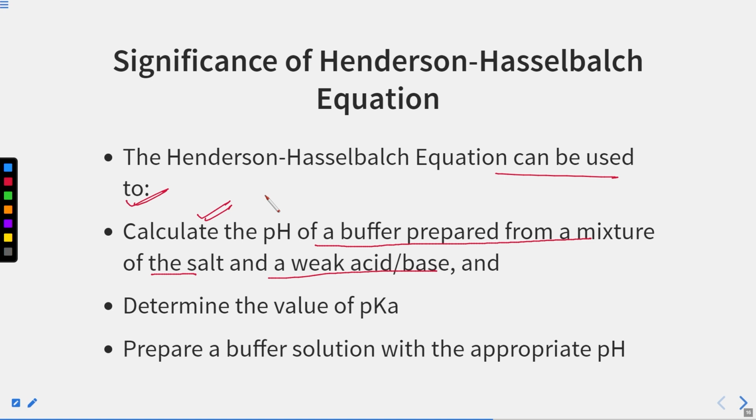And how is this buffer prepared? From the mixture of a salt and a weak acid or weak base, right? It is also used to determine the value of pKa, the dissociation constant of an acid. So this Henderson-Hasselbalch equation is used for that purpose also. It is also used to prepare a buffer solution with appropriate pH. So if you want to make a buffer solution, then you can use this Henderson-Hasselbalch equation.